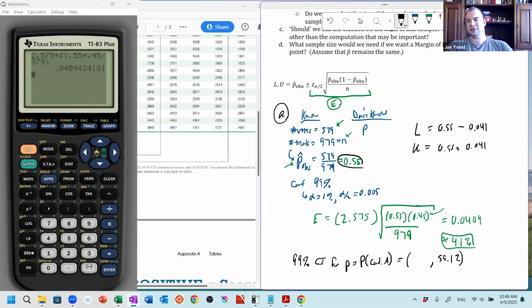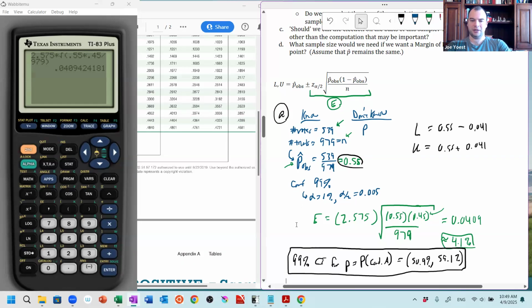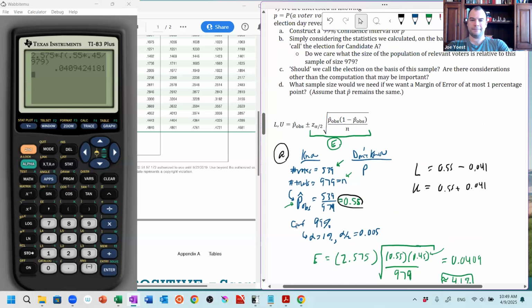And for my lower bound, so that would be what? 51% minus 0.1%. So 50.9% for the lower bound. So I can say that I'm 99% certain that this interval, 50.9% to 59.1%, will cover the true population proportion, p, the true probability that a voter votes for candidate A.